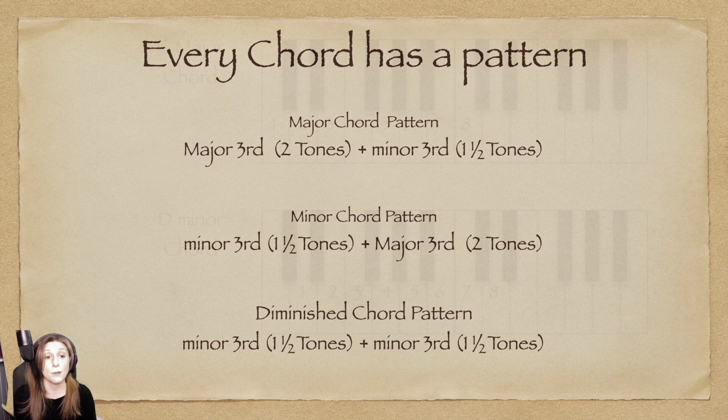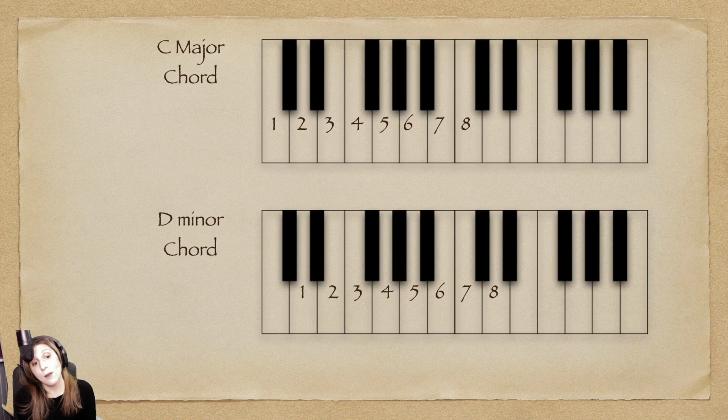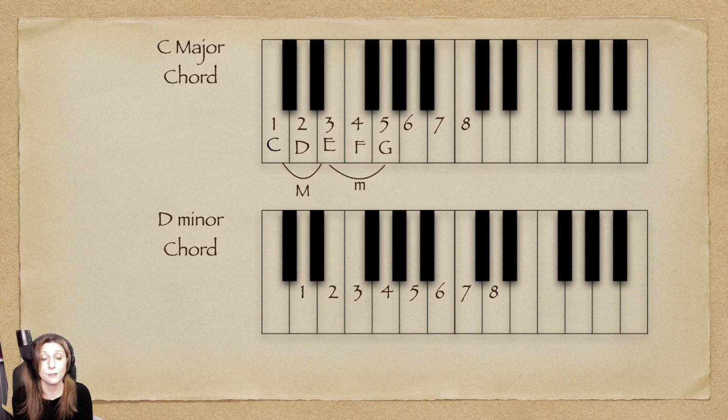Let's see an example. The first chord I will find in the C major scale is C major, joking. Following the formula, this chord is formed from a major third and a minor third, and then the rest.